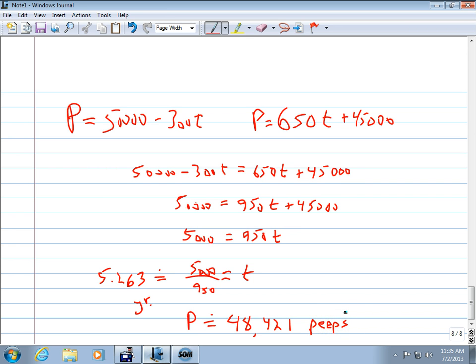All right, any questions on how to find the intersection of two lines, either algebraically or graphically? All right, now this is really basic algebra. You've done this somewhere, haven't you? Is this new, really? 48,000 is the population at that time, 5.263 years. It's the same population for both towns at that time. Yeah, it's a common population. All righty, good, nice. What else can we say about this stuff?